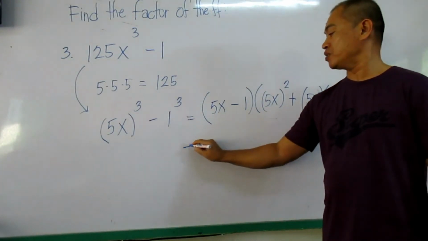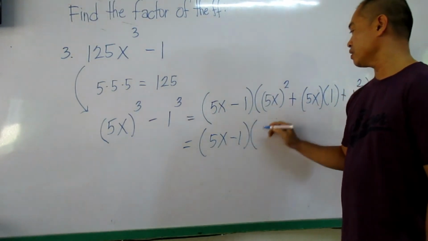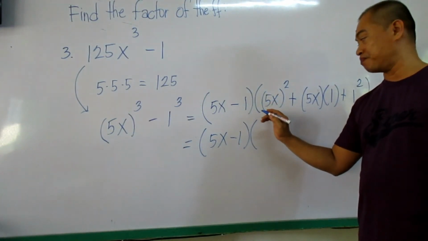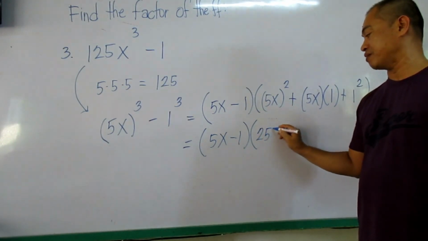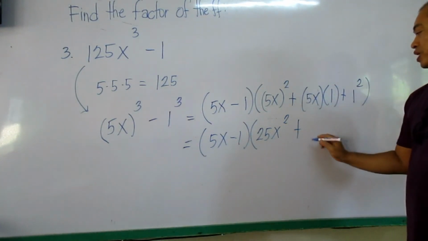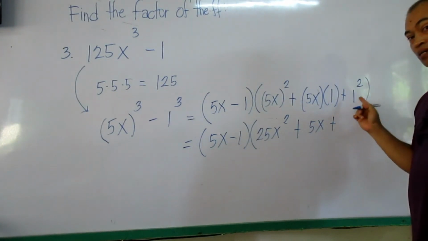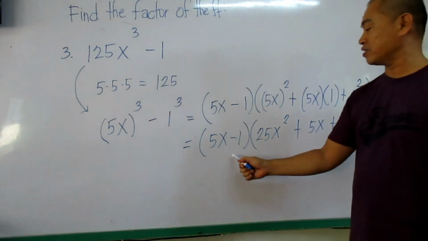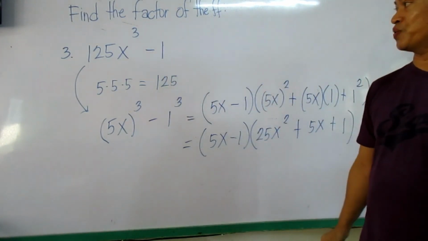So just copy this one. Then simplify. What is 5 squared? Or simply multiply 5 two times. So that is 5 times 5. So it becomes 25x squared. Plus 5 times 1, that is 5x. Plus 1 squared, 1 times 1, still 1. So this will be your factored form for the given difference of 2 cubes.